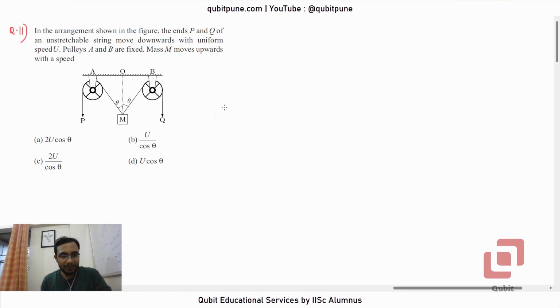First of all, you have to understand that this is a problem on dependent motion. And we know now, because the string is unstretchable or inextensible, the total length of the string is always going to remain constant. When we were revising, I told you that the main equation in dependent motion arises from that fact.